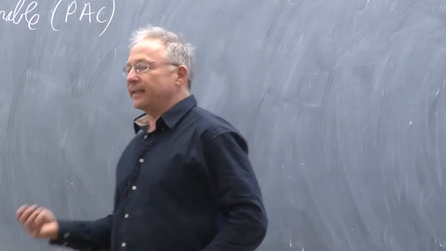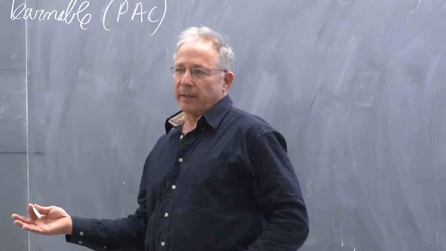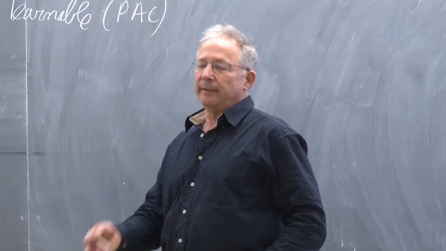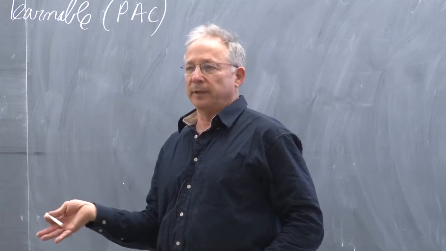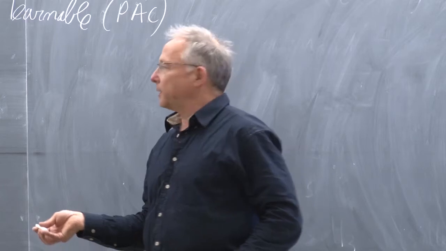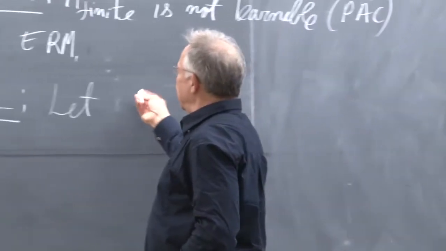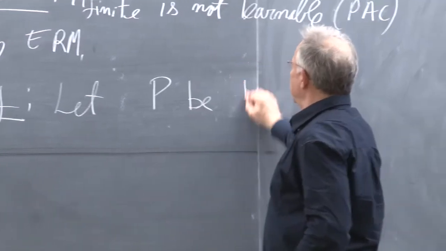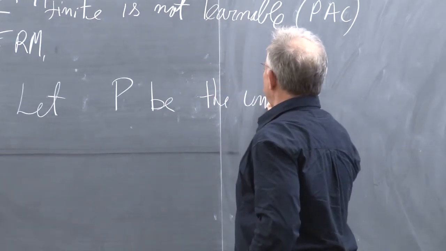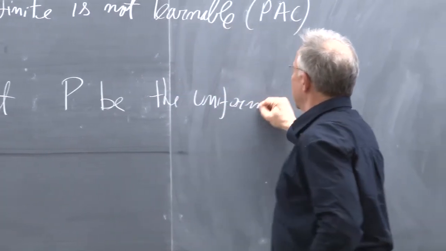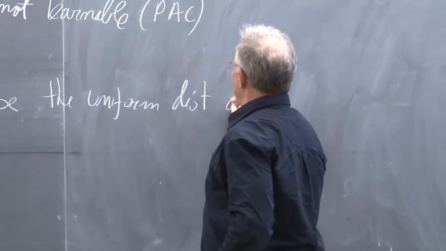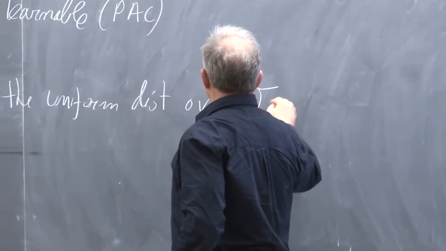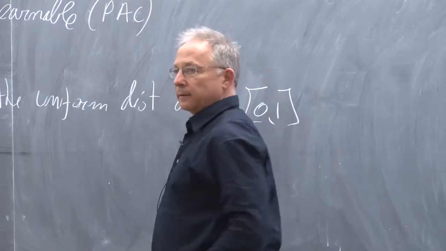Over R with labels. Because, right, I want to pick a distribution over R and tell you also what the labels are going to be. Right? So let P be, say, the uniform distribution over the 0, 1 interval.